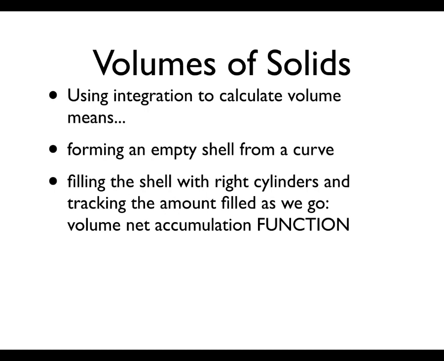And then we're going to fill the shell with right cylinders. We started working on those cylinders last time. We're going to fill the shell with right cylinders, and then we're going to track the amount of volume filled as we go. So this is exactly in line with what we're talking about. This forms a volume net accumulation function, right? The net accumulation of the volume of those shells, or cylinders, as they're filling up the shell. So this is the crux of it right here. We're going to fill up an empty shell with right cylinders. We're going to track how much volume we've accumulated in those cylinders as we fill up the shell.